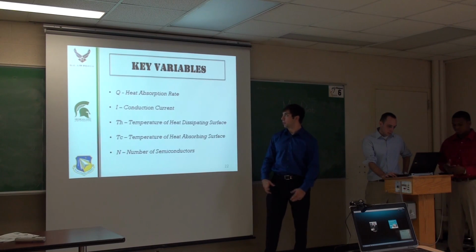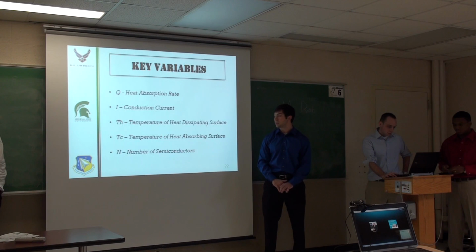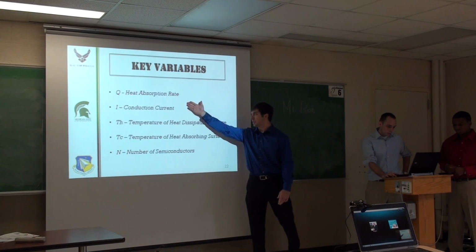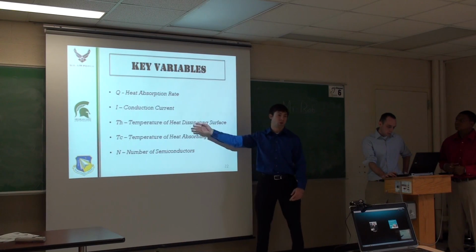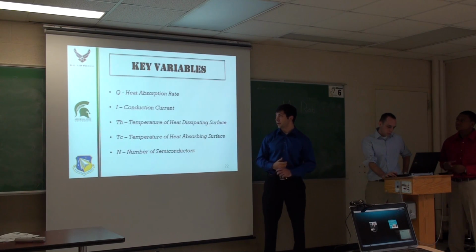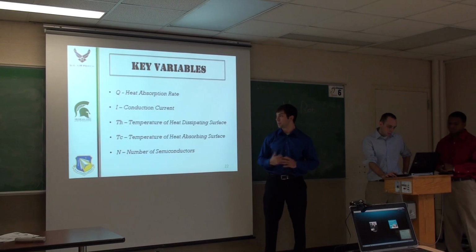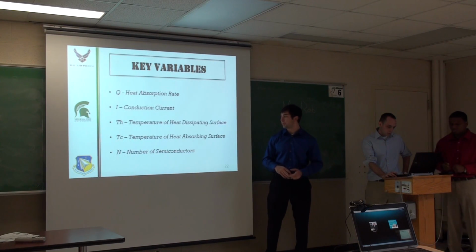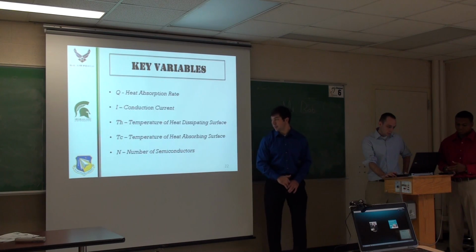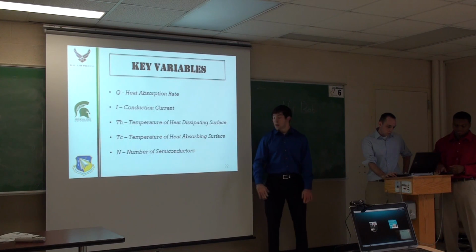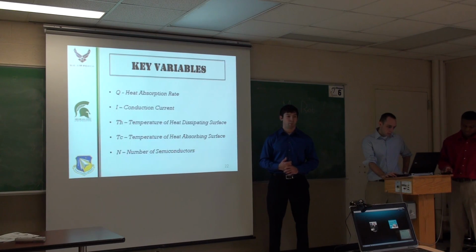Here are some key variables for determining how effective your Peltier device is. As mentioned, the heat absorption rate is what you're trying to obtain. The more conduction current you apply, the higher your heat absorption rate is, but it becomes inefficient when you apply more current. Two other key factors are the temperature of the heat dissipating surface and the temperature of the heat absorbing surface. For optimal cooling, you want both of these surfaces to be the same temperature. As they start to vary, that's when the device starts to become inefficient.